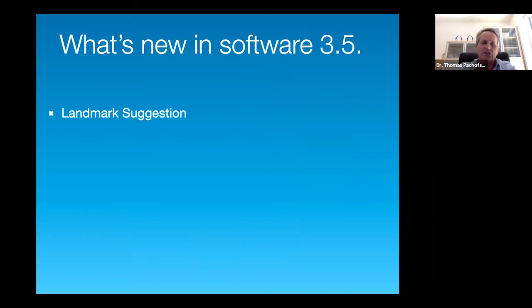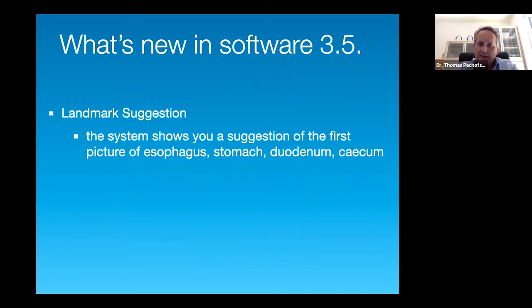We have now a landmark suggestion. So the system will show us some pictures with the landmarks. It is now easier to find the first of these pictures because it's nearby to the suggestion. Sometimes it's the real first picture of the stomach or the duodenum or cecum. Sometimes it's nearby, but it's a help and it makes it easier to put your landmarks.